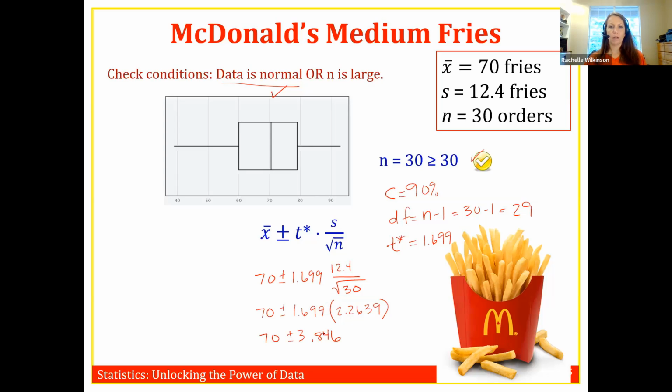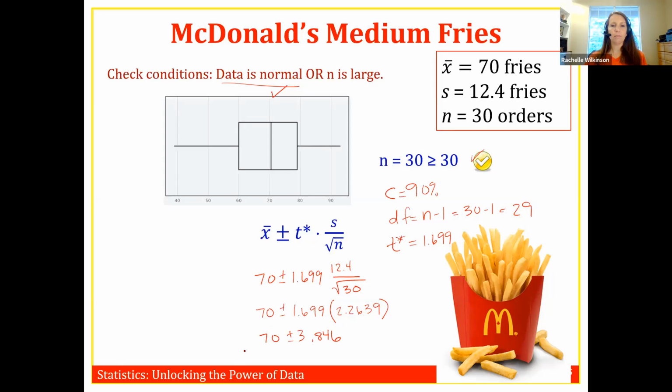3.846. All right, what's the special name for this 3.846? What do we call that? Margin of error, exactly. So this is going to be our margin of error. So now to construct my confidence interval, I'm going to take 70 minus 3.846, and then separately 70 plus 3.846, and that's going to give me the upper and lower bounds of my confidence interval.